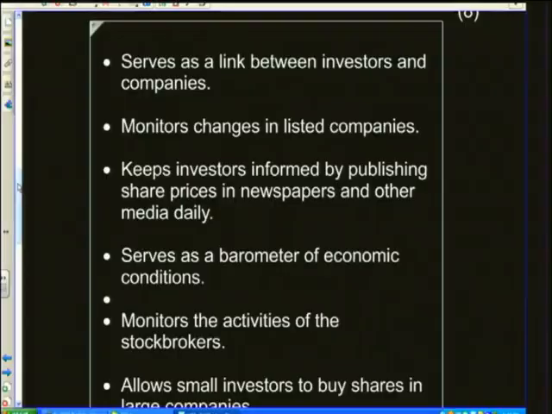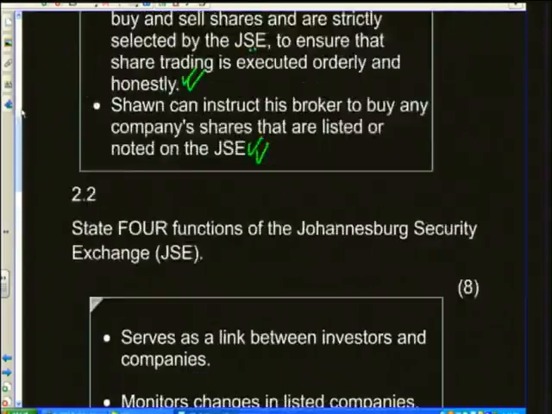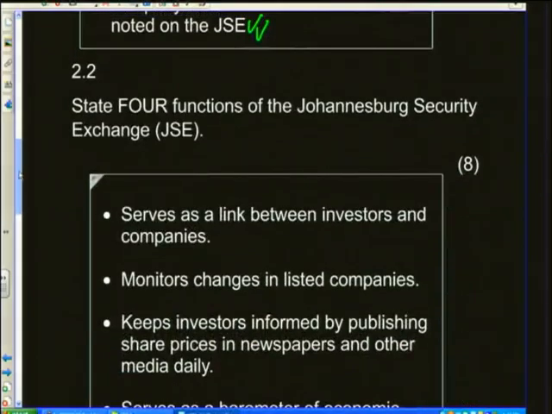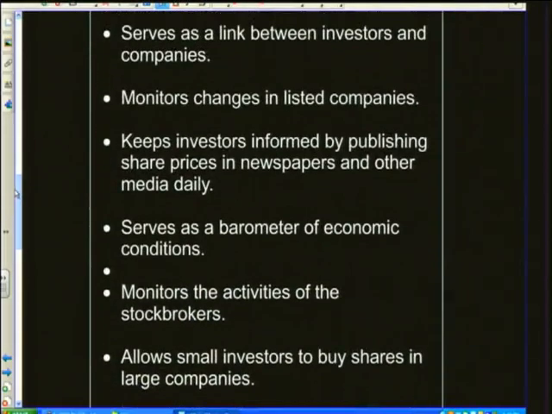This is an 8-mark question. So what they're going to be looking for here are 4 points of 2 marks each. So it serves as a link between investors and companies. 2 marks there. It monitors changes in listed companies.